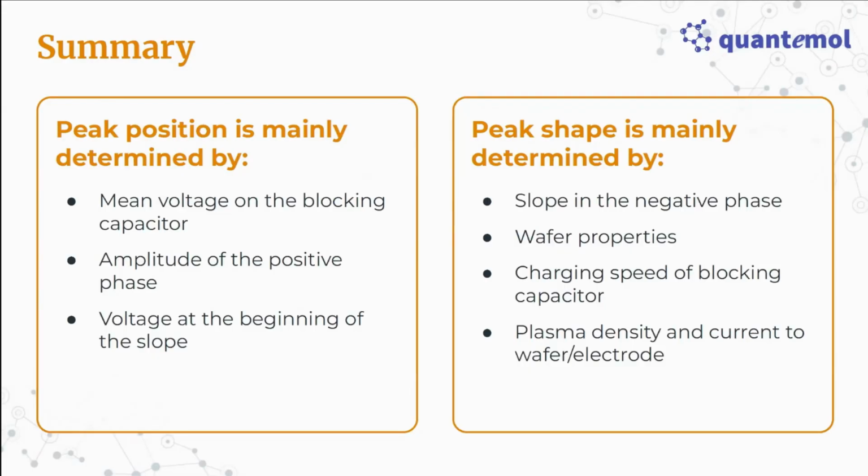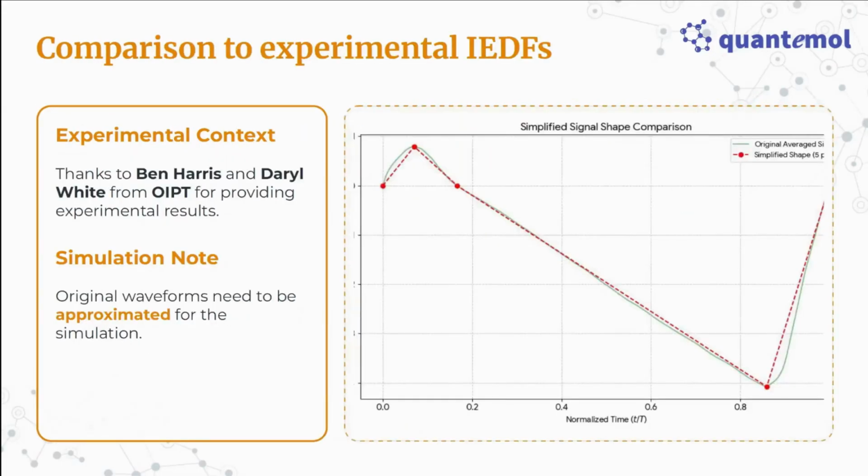Then we went on and said, okay, let's compare to experimental IDFs. As I said, one issue is that we have no idea what these waveforms look like. When we asked Ben Harris and Daryl Wright at ORFAT, who did the experiments, how do you define your waveform at the generator? They said, yeah, we have a button where we set the voltage. But which voltage? I don't know, it's just a voltage.